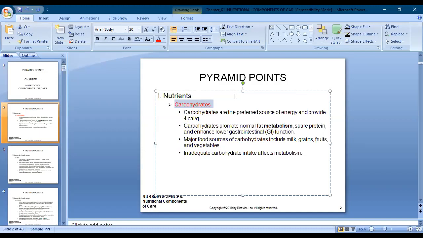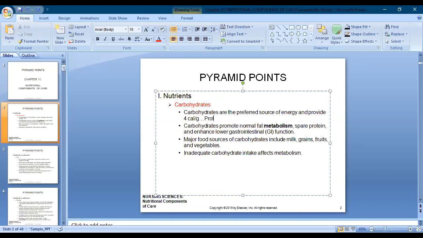Carbohydrate. So here, the nutritional value of carbohydrate is 4 calories per gram. Same as protein, the nutritional value for protein is the same, 4 calories per gram. But fat, 9 calories per gram.